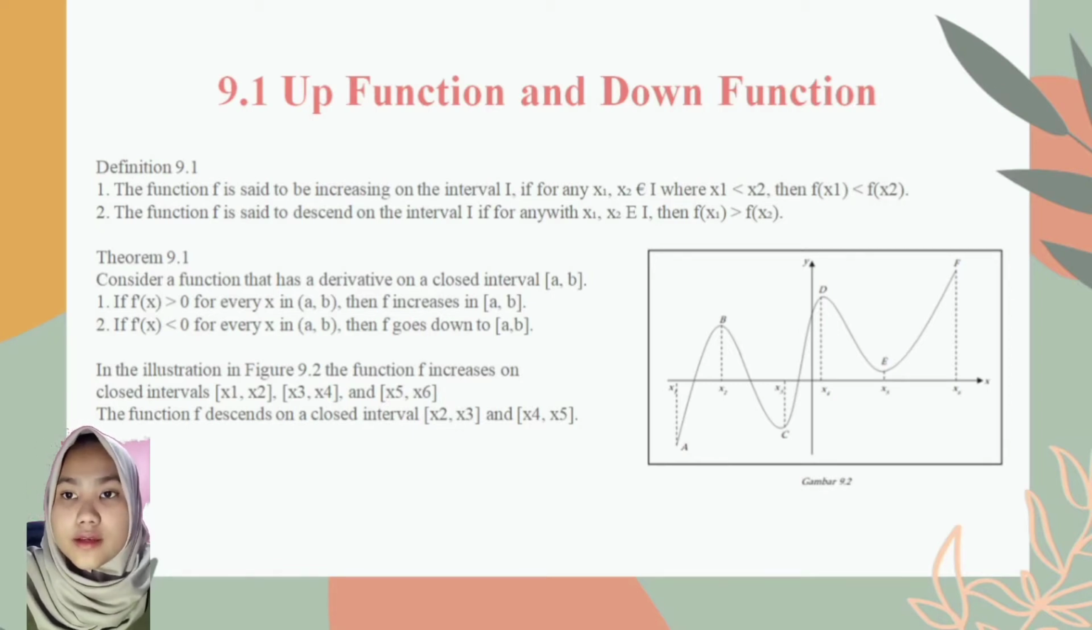Theorem 9.1. Consider a function that has a derivative on a closed interval [a, b]. 1. If f'(x) is greater than 0 for every x in (a, b), then f increases on [a, b]. 2. If f'(x) is smaller than 0 for every x in (a, b), then f decreases on [a, b].